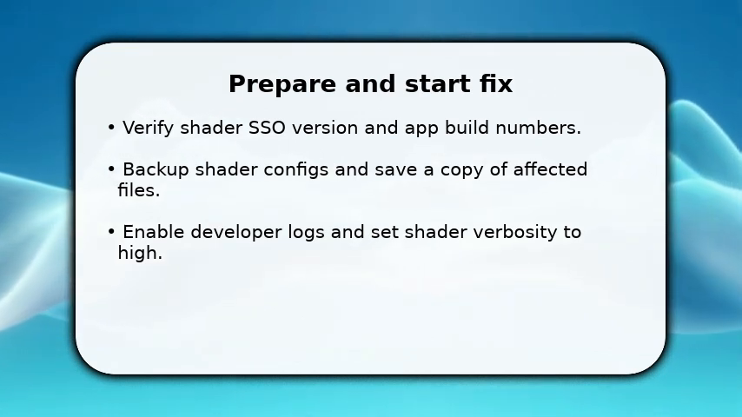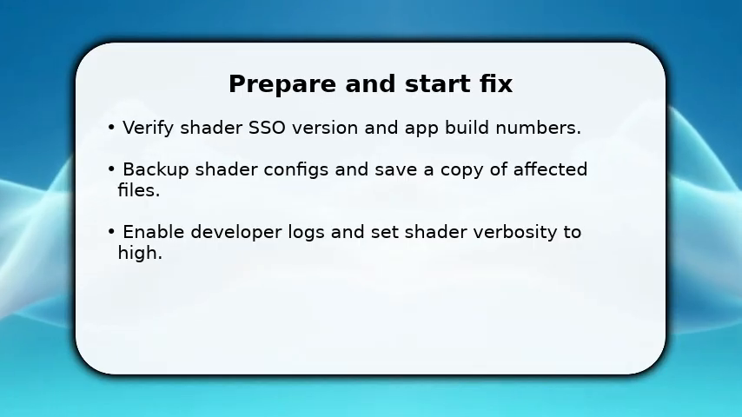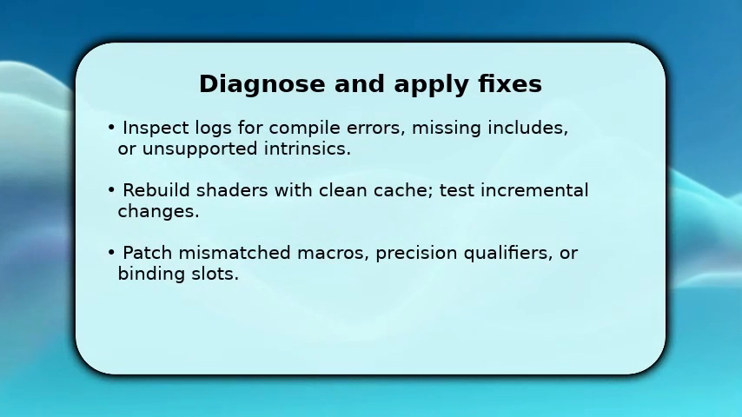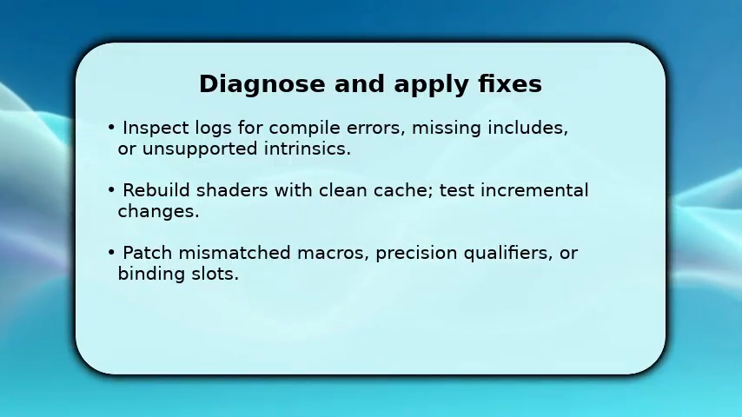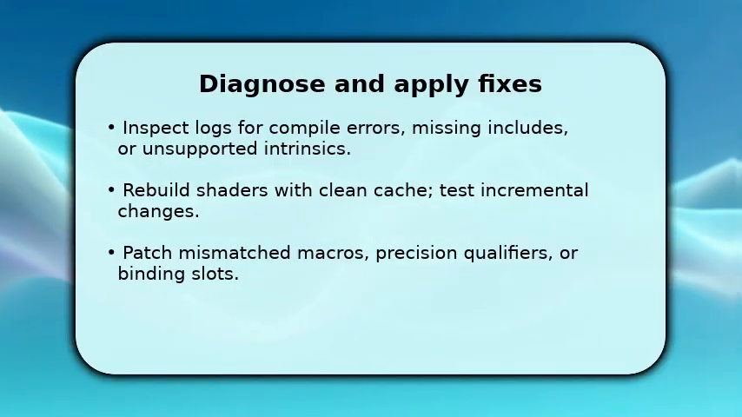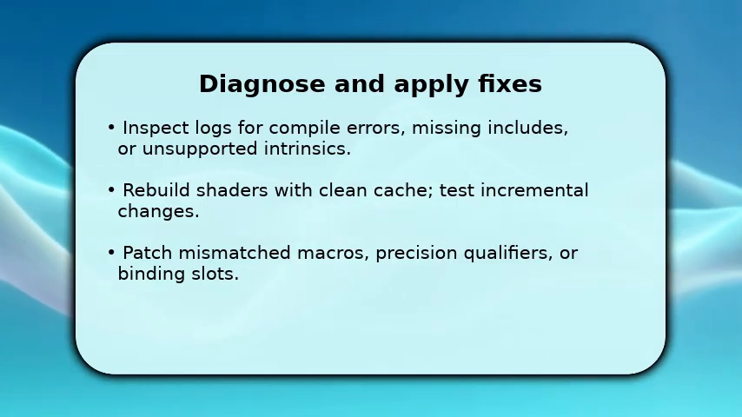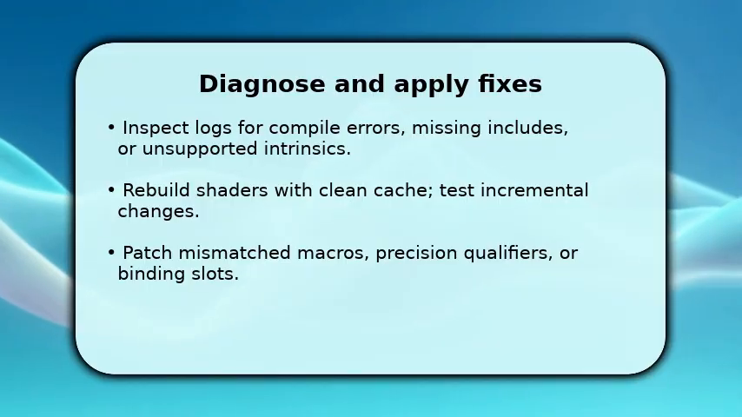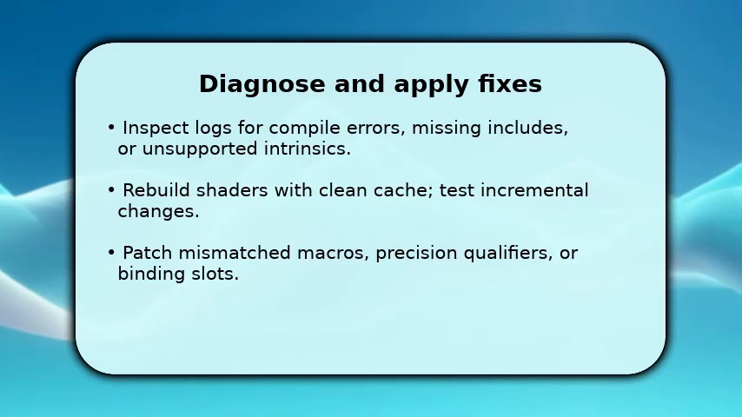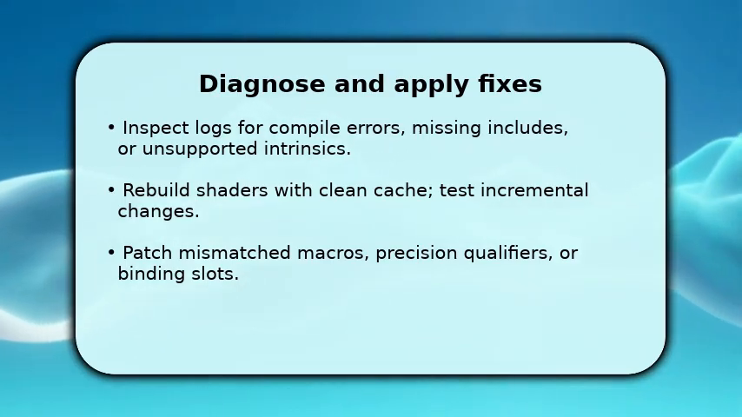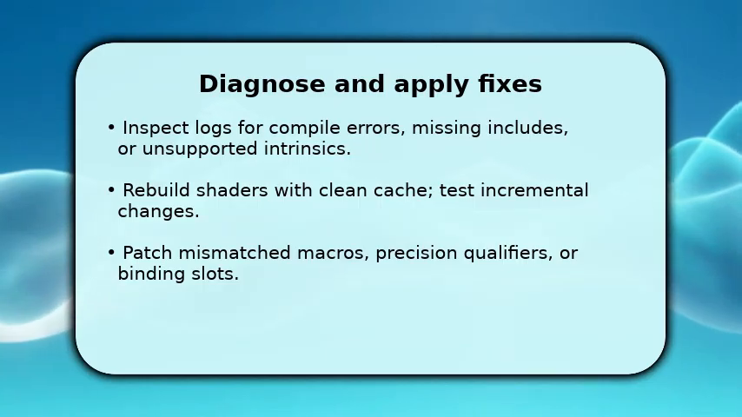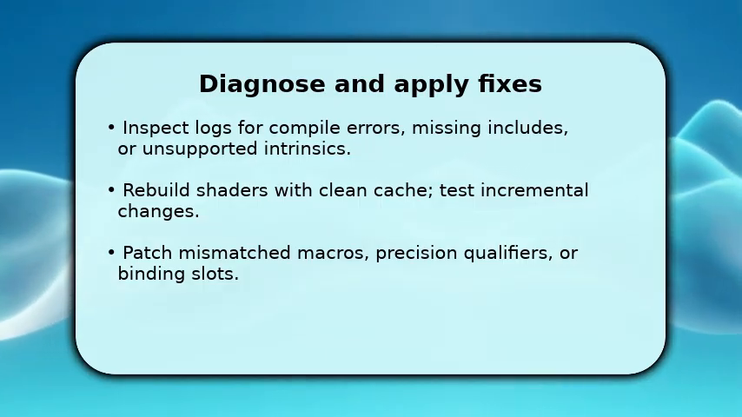You now diagnose the failures by reading the high verbosity logs. Look for compile errors, missing includes, or unsupported intrinsics. Once identified, clear shader caches and rebuild to ensure stale binaries aren't masking fixes. Make small, incremental changes and recompile to isolate the exact cause. If macros, precision qualifiers, or binding slots are mismatched, adjust them. These commonly break SSO handoff and pipeline linking. Make sure to test after each change so you can track.